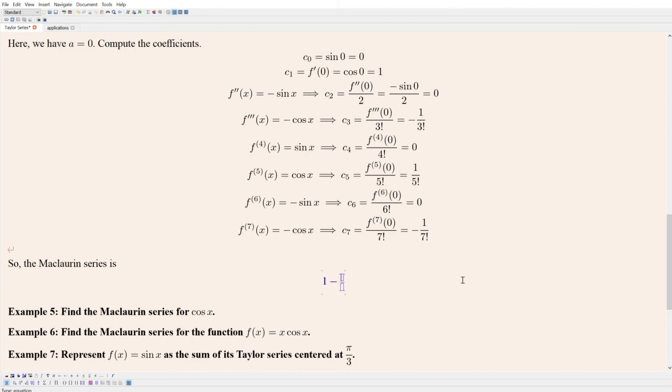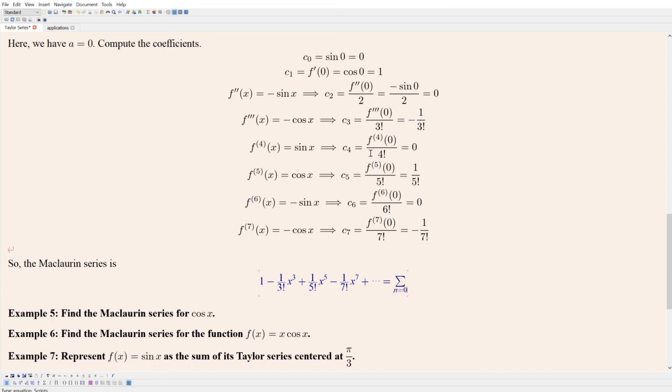So 1 minus 1 over 3 factorial, and this is the third coefficient, so that means we have x cubed next to it. Like so. And then if we attempt to put a pattern to this, I just want to make sure that this agrees with what I do later. Okay, yeah.